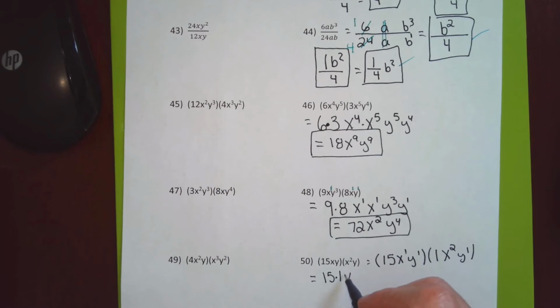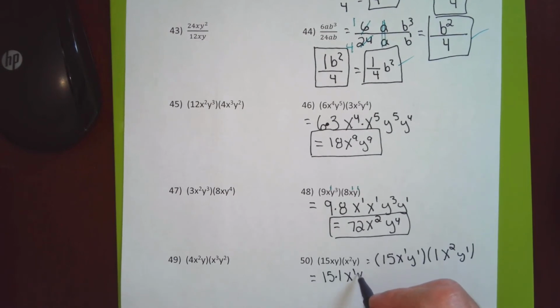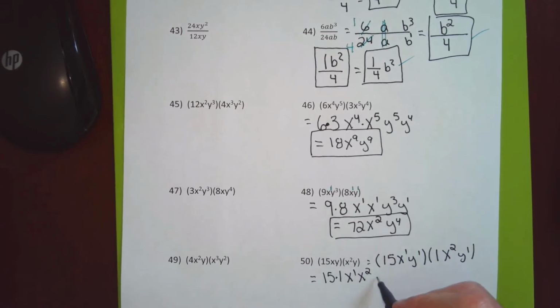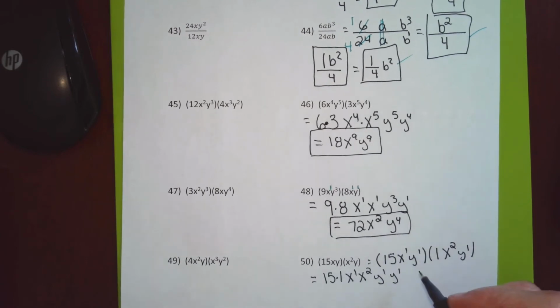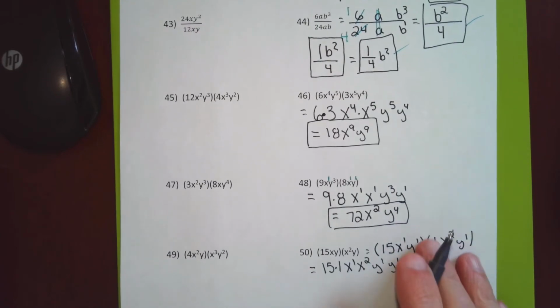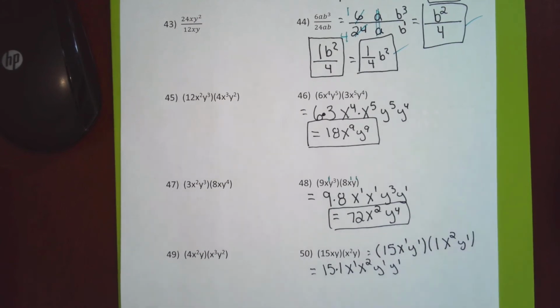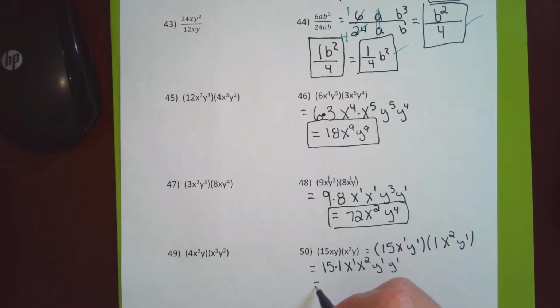I'd multiply the x to the first and the x to the second. I'd multiply the y to the first and the y to the first. There isn't any adding or subtracting. Multiplication's commutative, so I can just drop the parentheses, multiply the like terms, and shuffle the order around to get this written nicely. For an answer, 15 times 1 is 15.